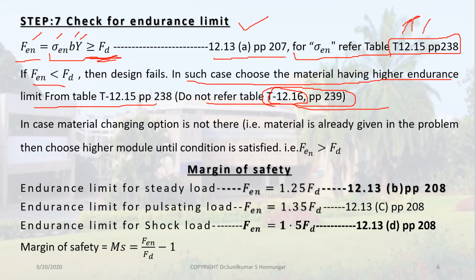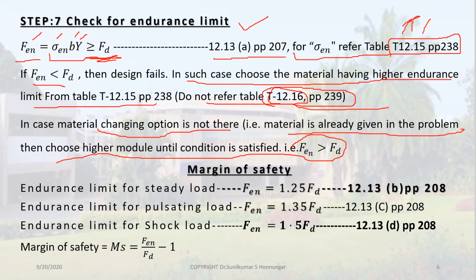Of course I have not told here, that is if the material is given in the problem, then again you don't have the liberty. I think I have mentioned here. In case the material changing option is not there, that is if the material is already given in the problem, then choose a higher module until the condition is satisfied. It is as simple as that. And the next subsequent step, I think it is quite simple. There is no complication. Again, if this condition is not met, go for higher module or change the material. Changing the material again: if the material is not given in the problem, you have the liberty. If the material is already given, you don't have the liberty.